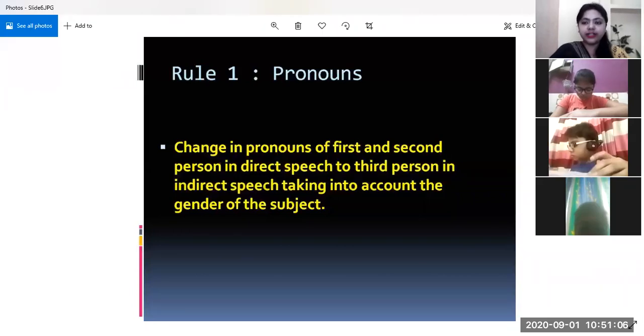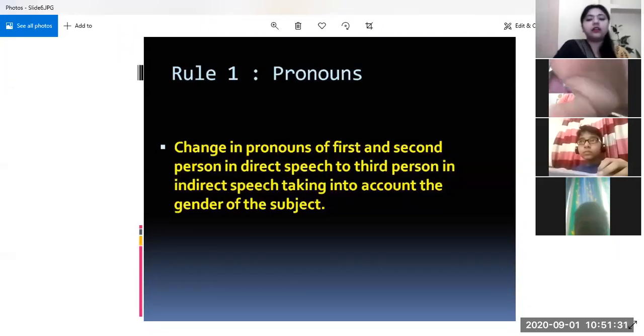When there is direct speech and the pronoun is in first person or second person, then they change into what? The third person. And how? Taking into account the gender of the subject. For example, he said, I am unwell now, or I am unwell. So what is the subject? The subject is he, right?